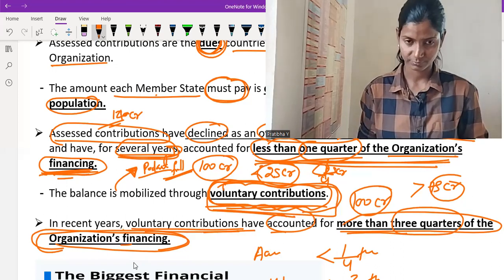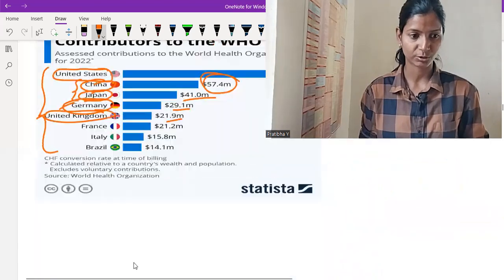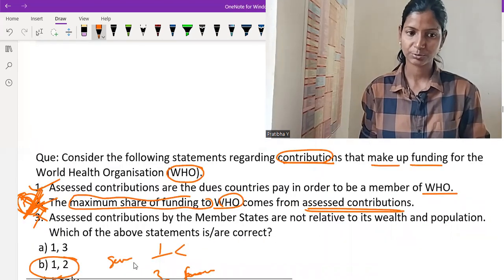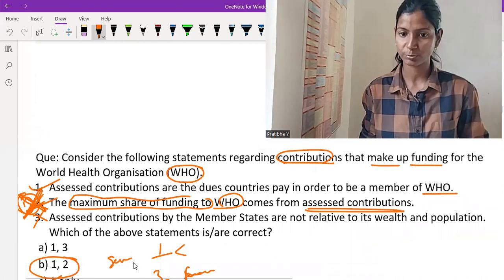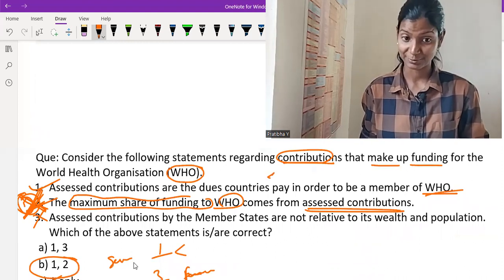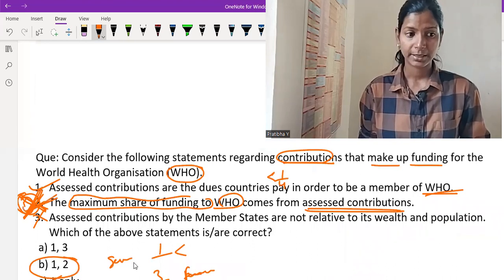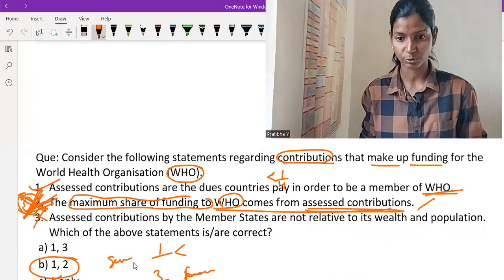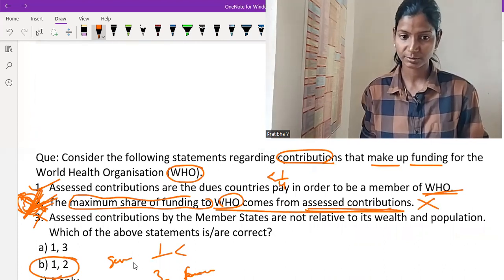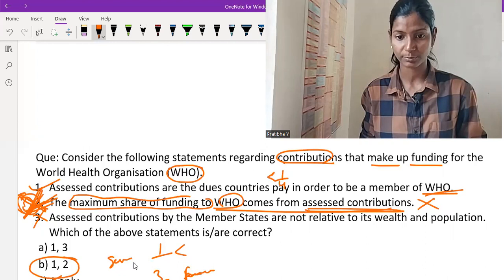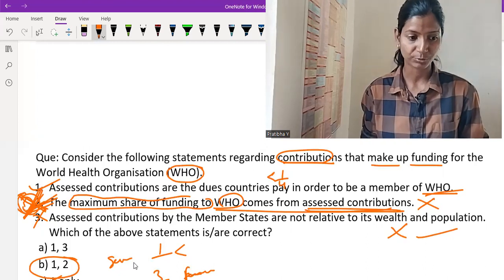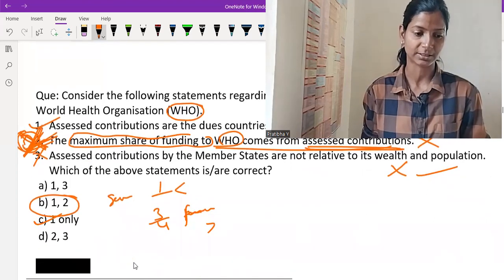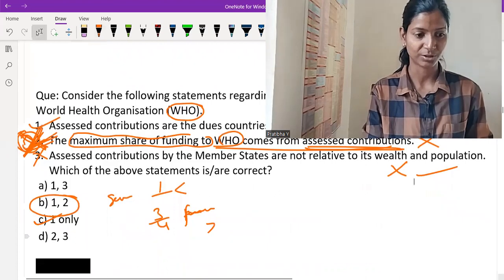So yeah, I corrected it, I'm sorry. So when we solve this question: assessed contributions, or dues countries pay in order to be a member, yes, and they account for less than one quarter of organization funding. The maximum share of funding to WHO comes from assessed contribution, no. Assessed contributions by the member states are not related to wealth, no, it is related. So only option 1 is correct. That means option C is correct. Just check, now we are on the right path.